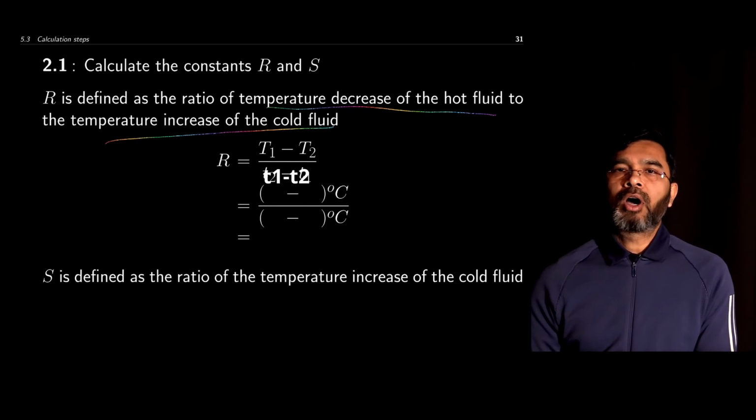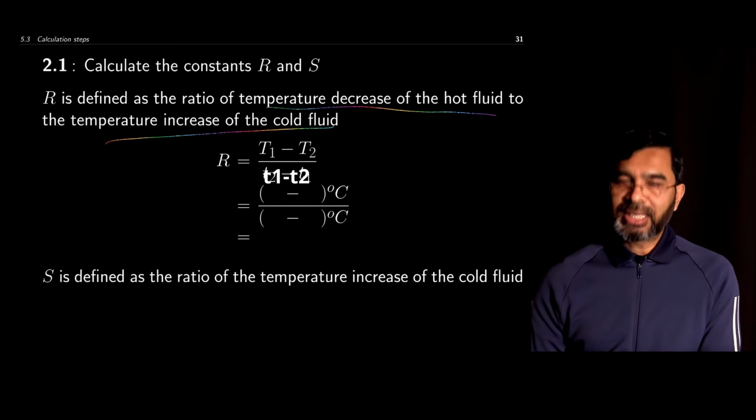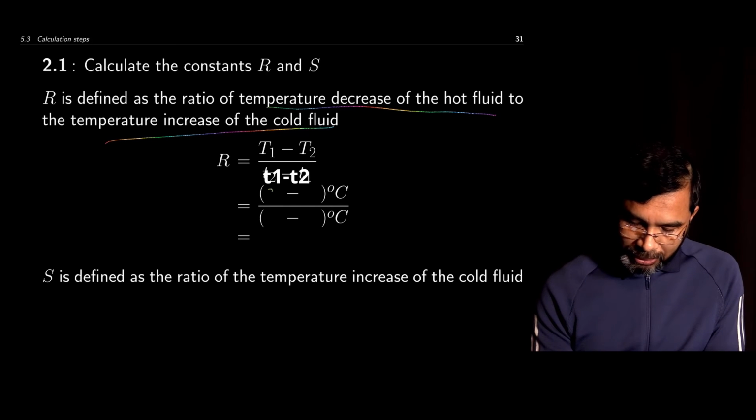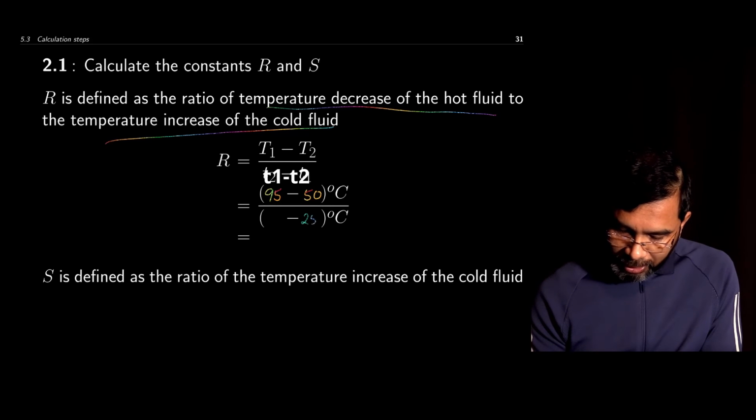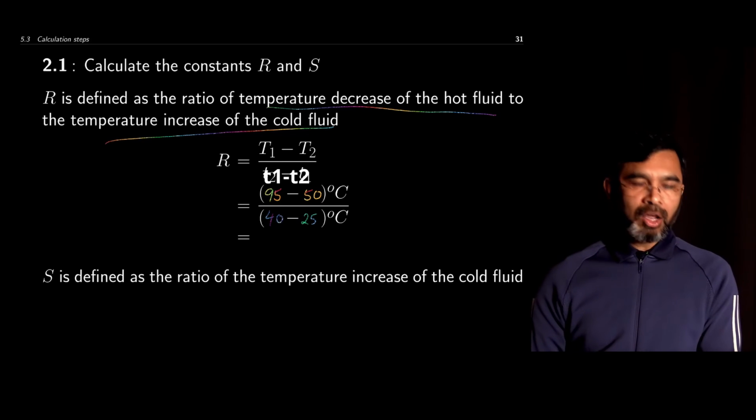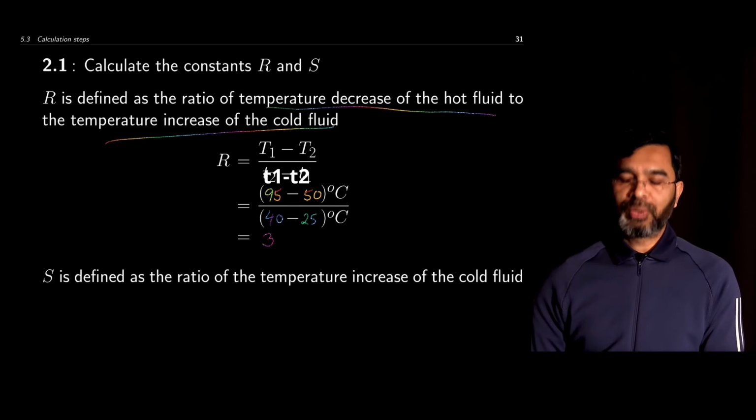So you know the temperature of the hot fluid changed from 95 degrees centigrade to 50 degrees centigrade. So that's 95 minus 50, and that for the cold fluid changed from 25 to 40. So this gives a value of R to be 3. So that's the ratio without any unit.